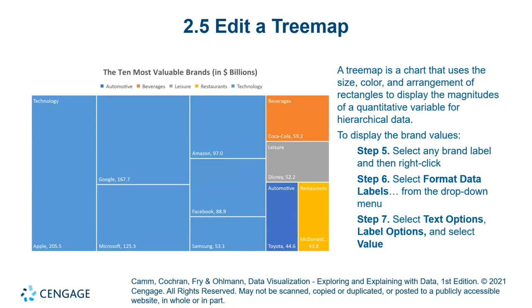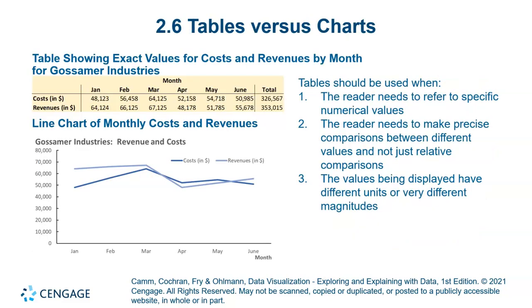You can edit the tree map as well. These are the steps for how you can do it. You need to go to the format, data label, and text options and label options, and then you need to select the value. Okay, so table versus chart, sometimes you need both. You can keep both, right? So you can also add these two as well. It's good. Sometimes it helps you to have both to compare whether your data is correct or not.